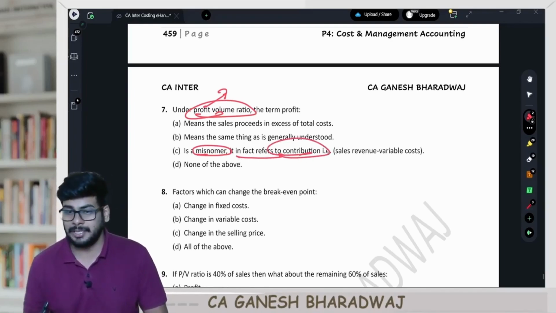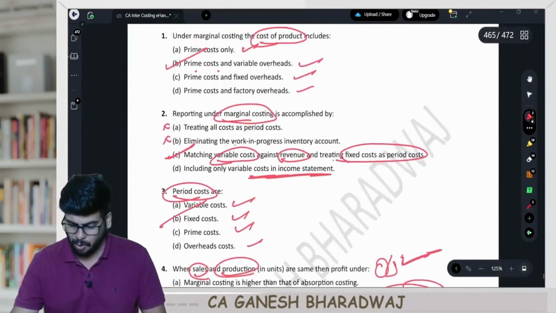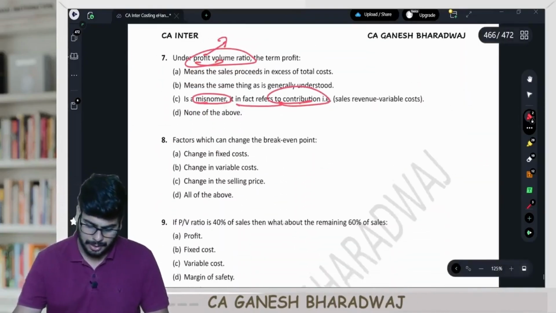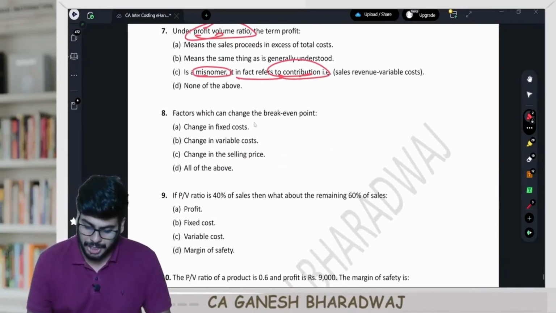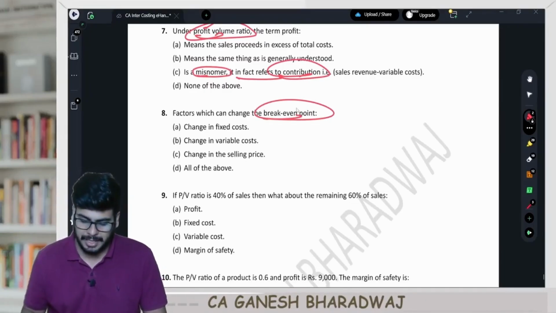See how conceptual it is, right? Out of the last few questions, so many questions came only from marginal versus absorption costing. You saw that? You noticed? Next, the factors which can change the break-even point, sensitivity analysis concept. Tell me, what are the factors that can change the break-even point?